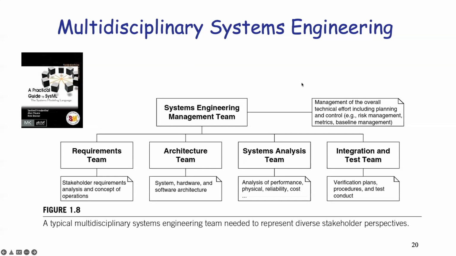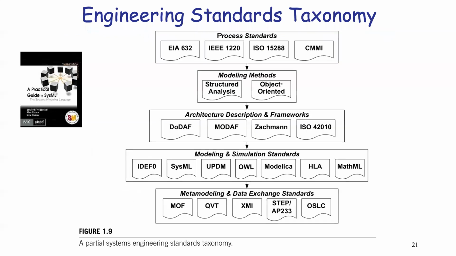And so you can be thinking of the way that you're going to be organizing your team structure. And so you have the system engineering management team. So that's going to be important. And then you have these various other teams: the requirements, the architecture, the analysis, the integration and test. And so here is just an example of a typical multidisciplinary system engineering team that is constructed when you're trying to do a complex systems of systems development process.